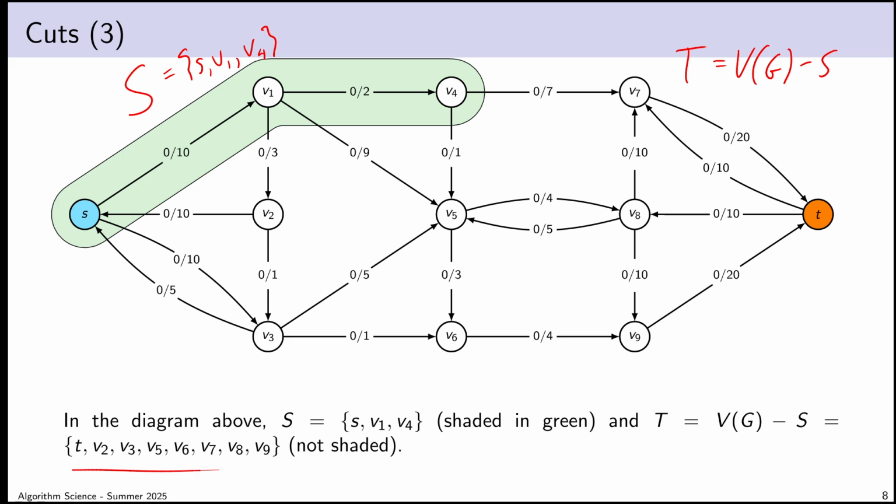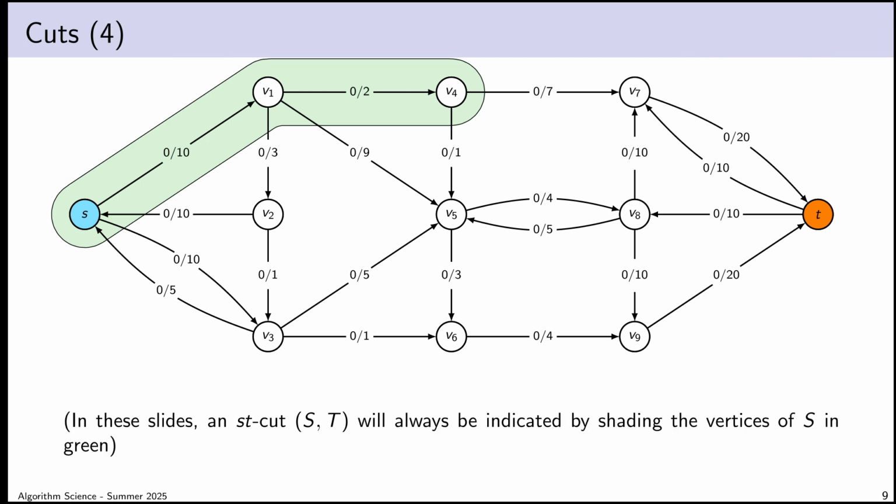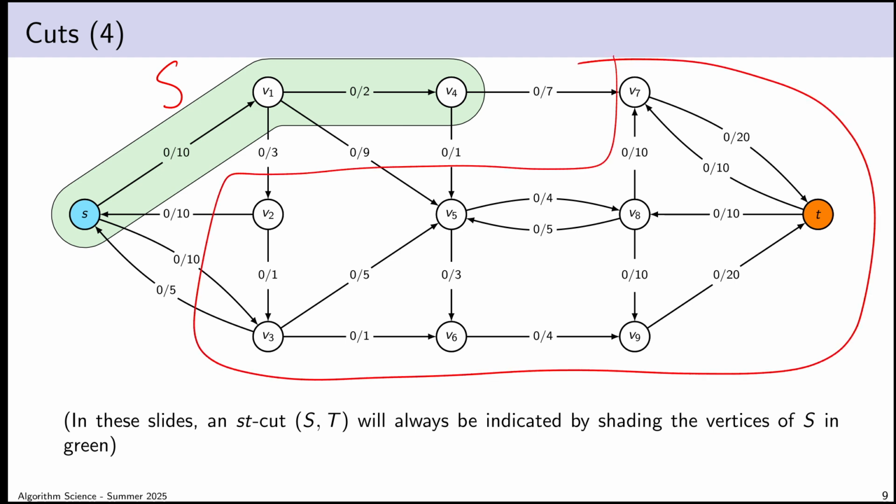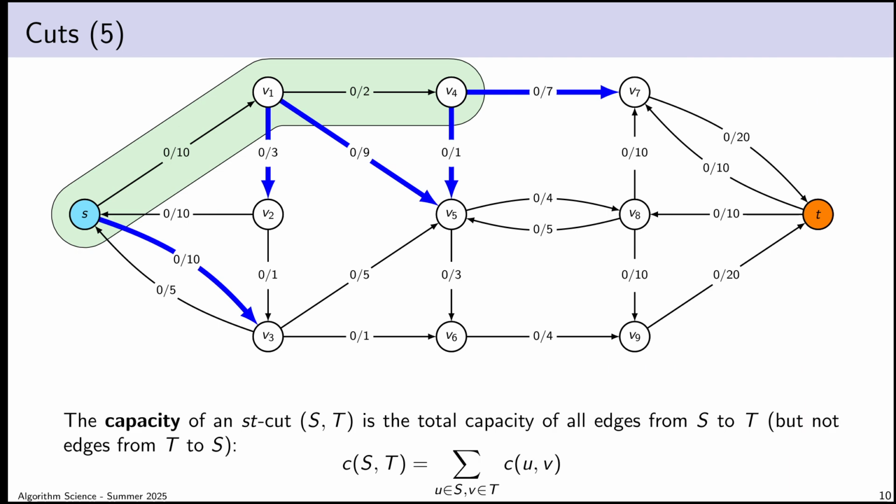I'm going to establish a visualization convention right now, which is that every time in these slides that I want to draw or represent an ST cut, I will do it the same way. I will always shade the vertices in S in green. Every vertex that is unshaded is to be interpreted as being part of T. So I won't bother shading both sets because that becomes a little bit cluttered. Instead, all I will do is shade the set S. And remember again that the source vertex S is always in the set uppercase S.